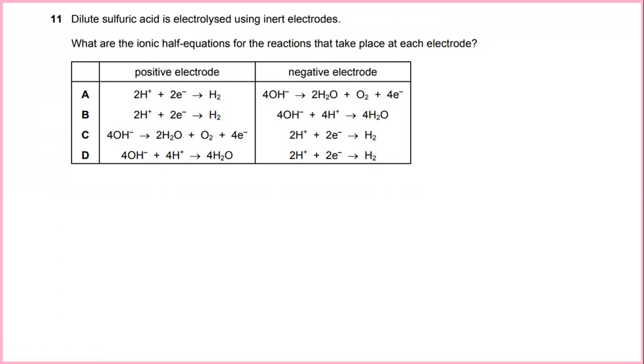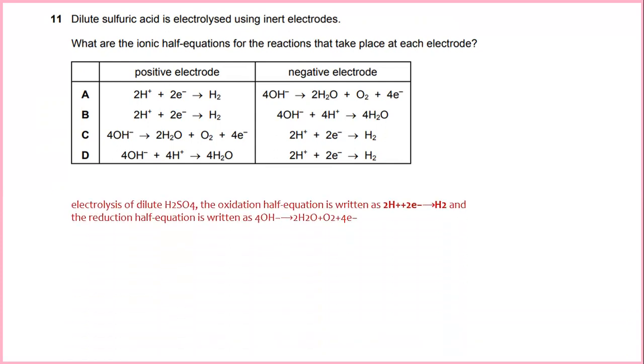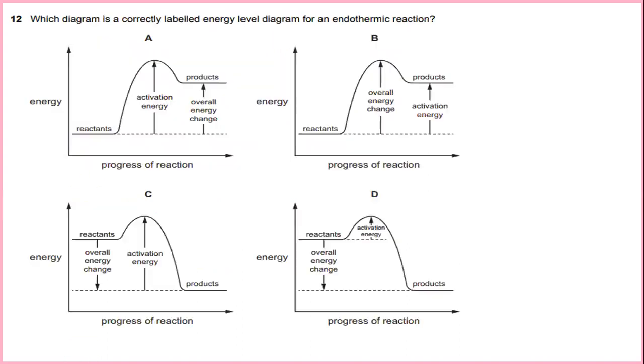What are the ionic half equations for the reactions that take place at each electrode? The electrolysis of dilute H2SO4: the reduction half equation is written as 2H+ + 2e- to produce H2. And the oxidation half equation is written as 4OH- to form 2H2O + O2 + 4e-. The answer will be C.